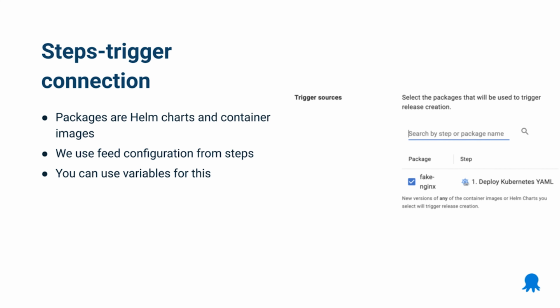So I'm just going to explain how this works. I did cover it a bit already, but it's worth going into a bit more detail and cover it again. So the package feeds that we support are Helm charts and container images. And there's a bunch of different registries that you can use, basically anything that Octopus already supports for Helm charts and container images, you can use here. As I mentioned, we simply pull the feed configuration from your steps, so there's nothing extra that you need to set up with your triggers. And you can use variables for your feeds and packages if that's something that you need.